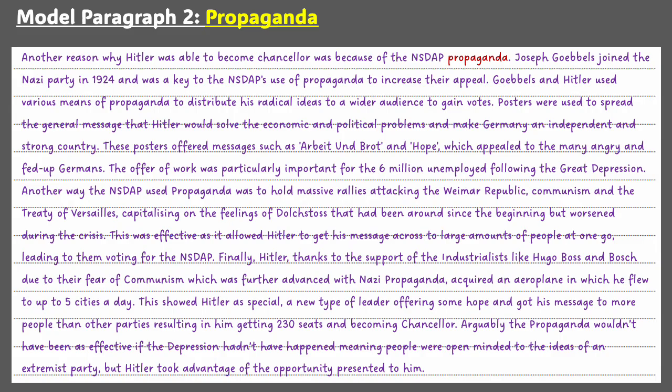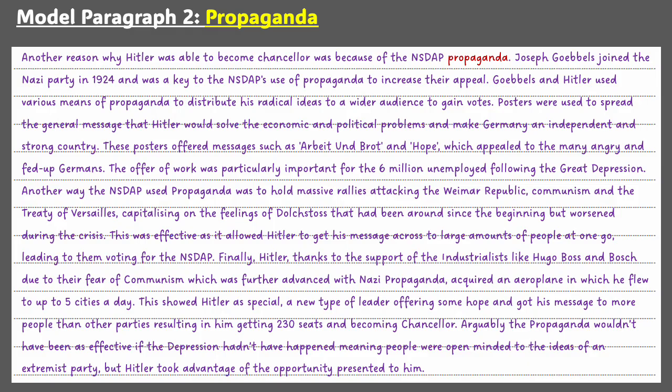At the end of this little paragraph, I'm going to say arguably the propaganda wouldn't have been as effective if the depression hadn't happened, meaning people were open-minded to the ideas of the extremist parties. However, Hitler did take full advantage of that little opening with his propaganda and smashed it out of the park, we have to say. Okay, so hopefully that paragraph makes a little bit of sense.